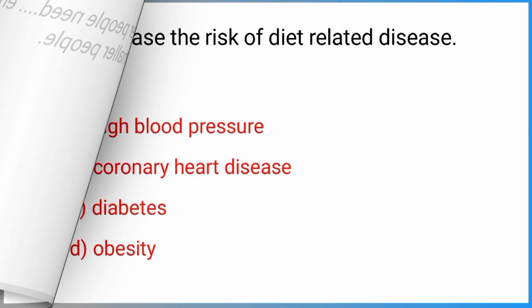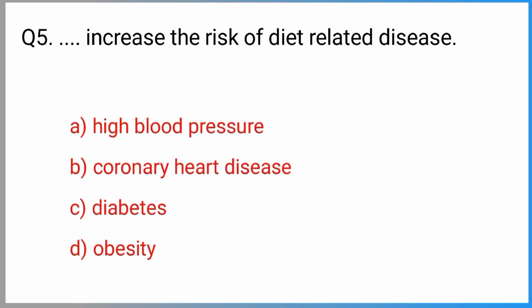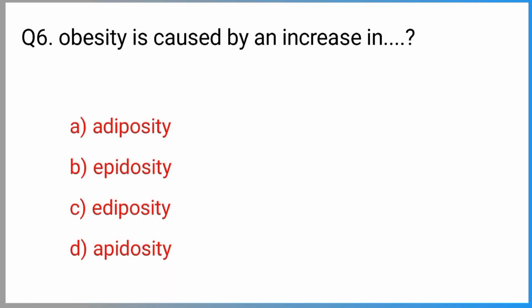Question number 5. Dash increase the risk of diet-related disease. The correct answer is option D, obesity. Question number 6. Obesity is caused by an increase in. The correct answer of that question is option A, adipocytes.